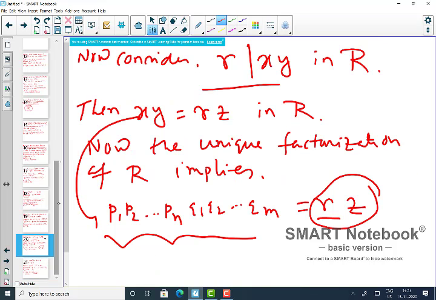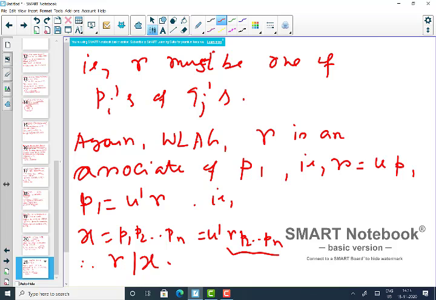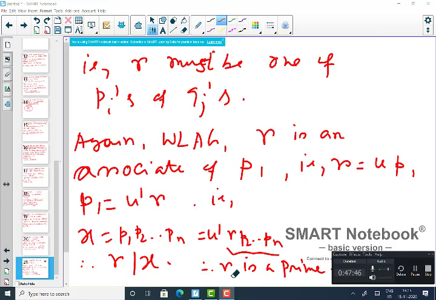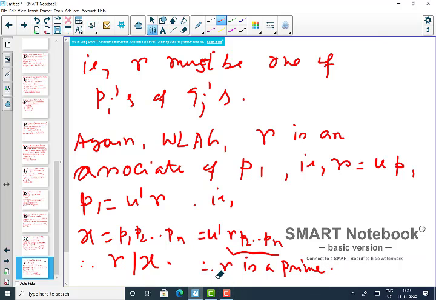So we assumed that R divides XY, and then we proved that R divides X. Simply, R is a prime element. Sorry, R is a prime element. So essentially you can assume that R is anything, other than P1, P2, Pn, or Q1, Q2, Qn also, right? For any case, there has to be a prime element. So this is the proof of a very important theorem.